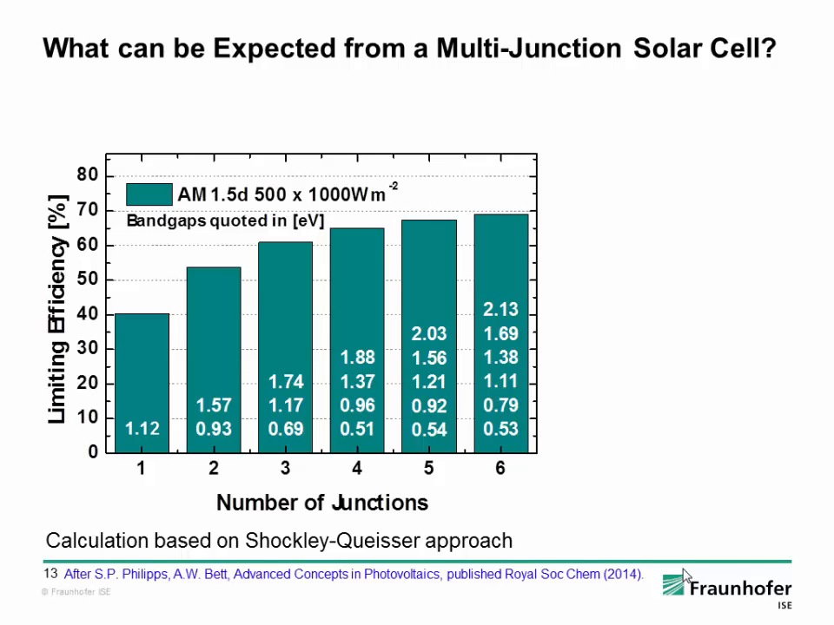This slide shows you what we can expect basically from a multi-junction solar cell. This is again a calculated efficiency limit based on the Shockley-Queisser approach, but now looking at the optimum band gap if we look for different junctions. What is shown here is always the band gap energy of the different materials to get this efficiency under concentrated light. In this case, the calculation assumes a 500x concentration.